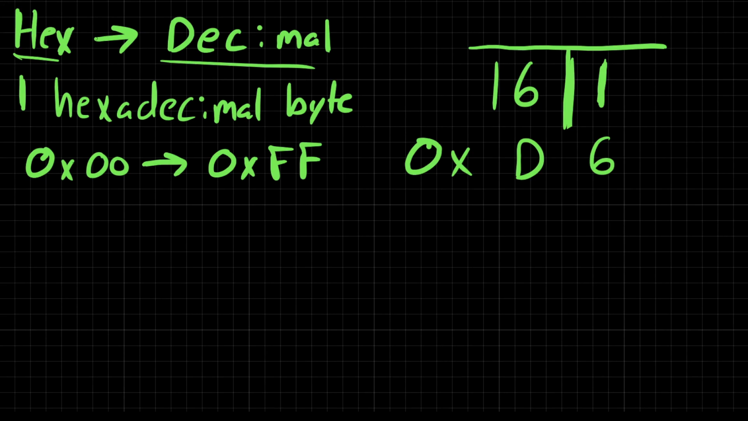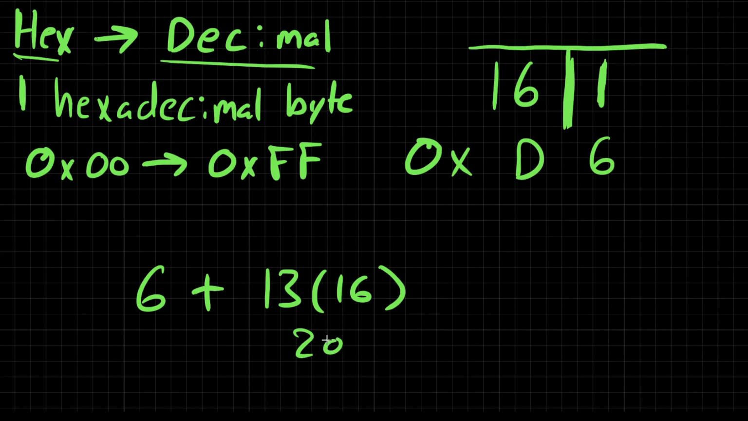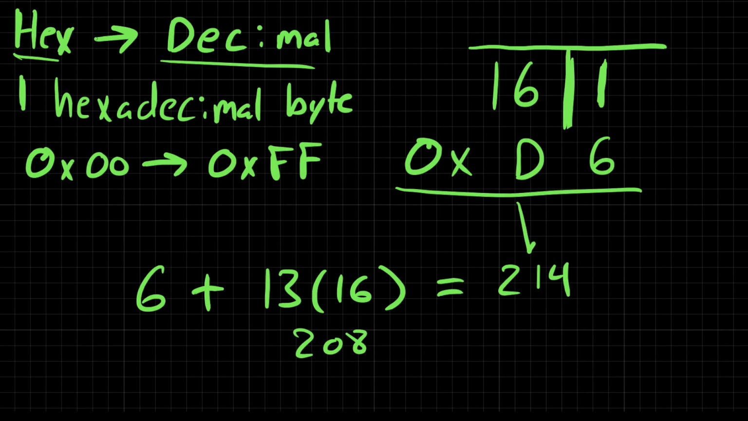Let's say that we have 0xD6 here as our hexadecimal value. We're going to convert that to decimal. So what we're going to say is our 6 is in the ones place, so we have 6 plus. Now we have D in the 16s place. D is the number 13. So we're going to take 13, and we're going to multiply that by 16, which will give us 208. We're going to do 208 plus 6. That will give us a final answer of 214. So our hexadecimal here is 214 in decimal.